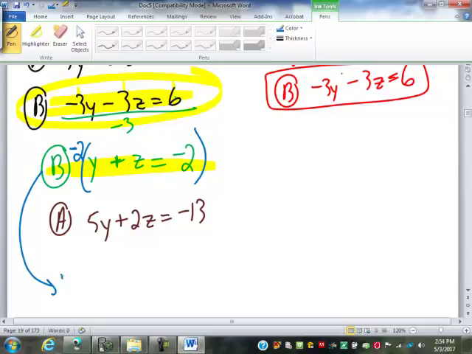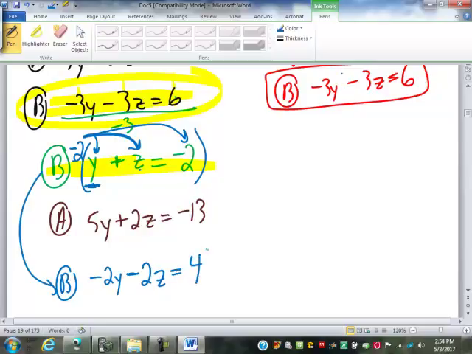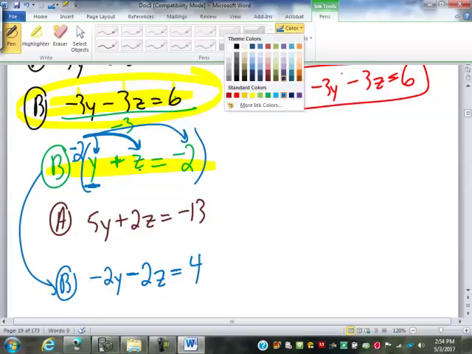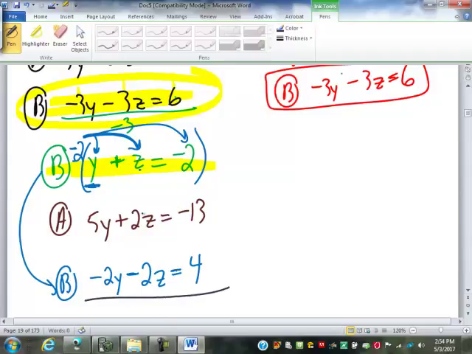So negative 2 times y is negative 2y. Oops, nope, I'm multiplying right here. Negative 2 times just y. So negative 2 times z is negative 2z equals negative 2 times a negative 2. Positive 4. Perfect. So now I'm going to add these two equations together.